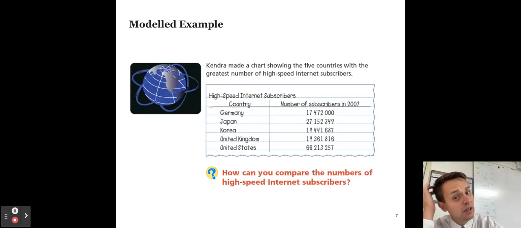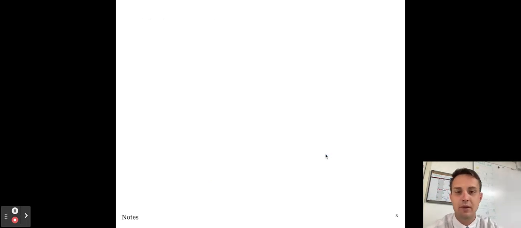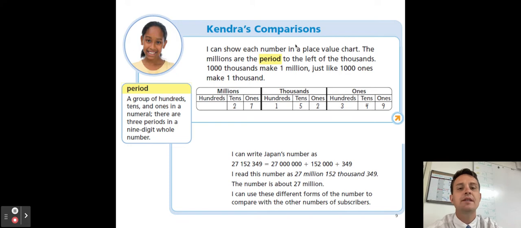All right, so here's an example. Kendra made a chart showing the 5 countries with the greatest number of high-speed internet subscribers. So you can see in this chart, we have 5 different countries and then how many internet subscribers they had in 2007. So how can we compare these numbers? Well, Kendra can put these numbers in a place value chart that goes to the millions period. So for example, this is Japan's number, 27,152,349. So she can write it in expanded form, in standard form, she can say it in words, and she can use these different forms to compare.